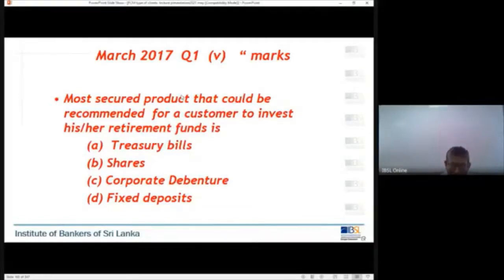Okay, corporate debentures again. What do you think? Are you going for the retirement fund in corporate debentures? Yes, corporate debentures are high risk, so you are getting a high return. But what is the guarantee? These are issued by some private sector organization. If the private sector organization collapses, you lose your entire retirement fund. So therefore B and C are out. Clear? Understood? I hope I answered the question raised by one student about the shares.